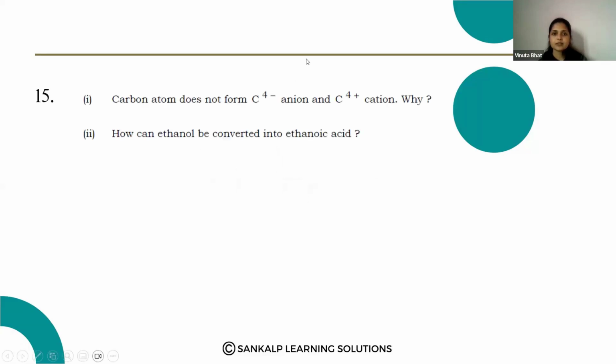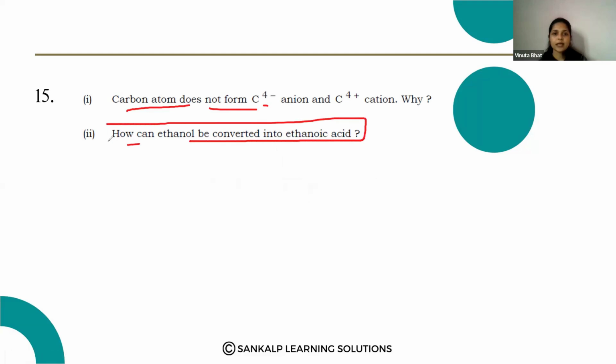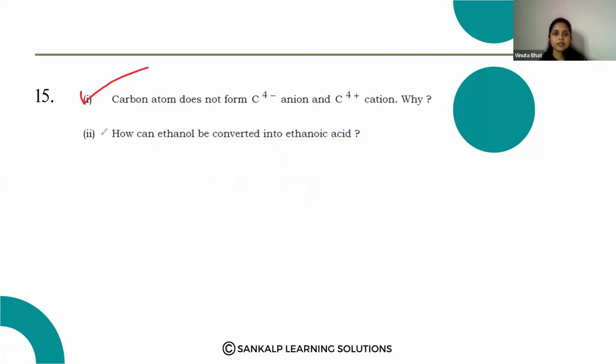Next question, which is the same question. Carbon atom does not form C4 minus anions and C4 plus cations. Why? How can ethanol be converted into ethanoic acid? Please note down this question. This one we have already studied. This is the important one. How can ethanol be converted into ethanoic acid?